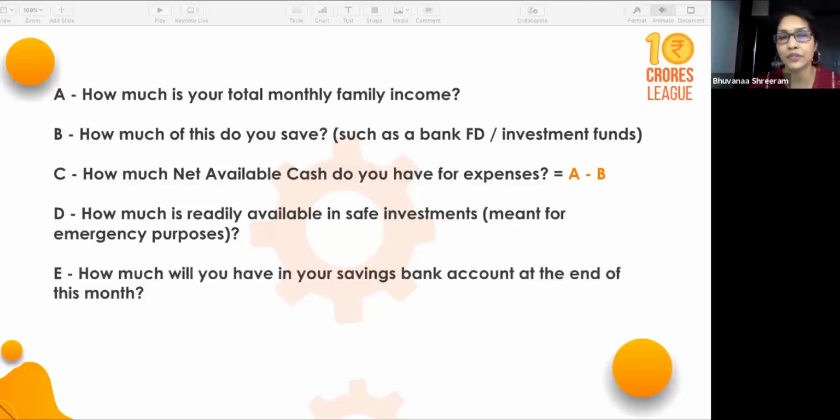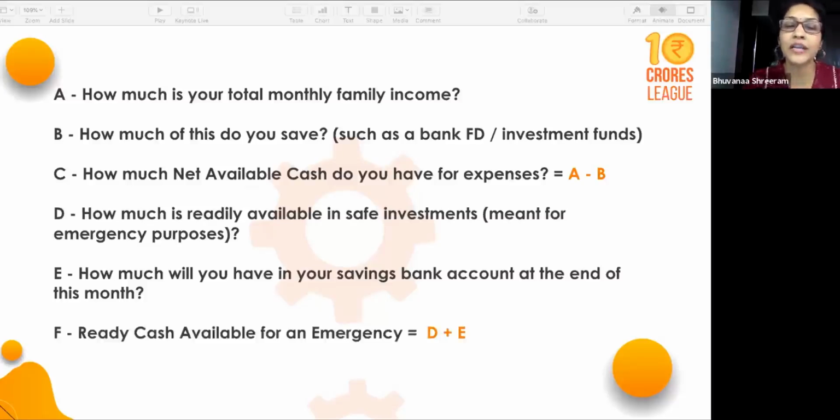How much will you have in your savings bank account at the end of this month? So this will typically be A minus B, which is after all your expenses, how much would you have at the end of this month? And some money that's stashed away. Okay, just get these numbers.